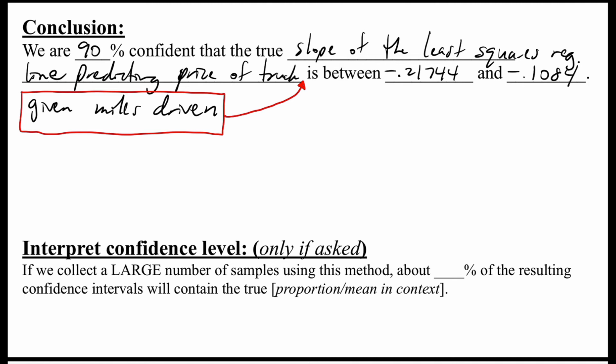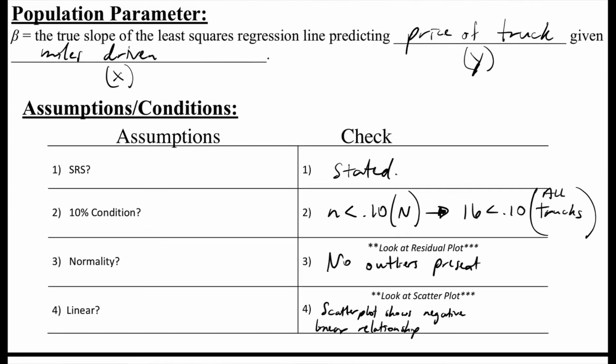If zero was in the interval, then I could say, yeah, there's a chance there's no relationship. Okay. You know what, Josh? Okay, so let's see.